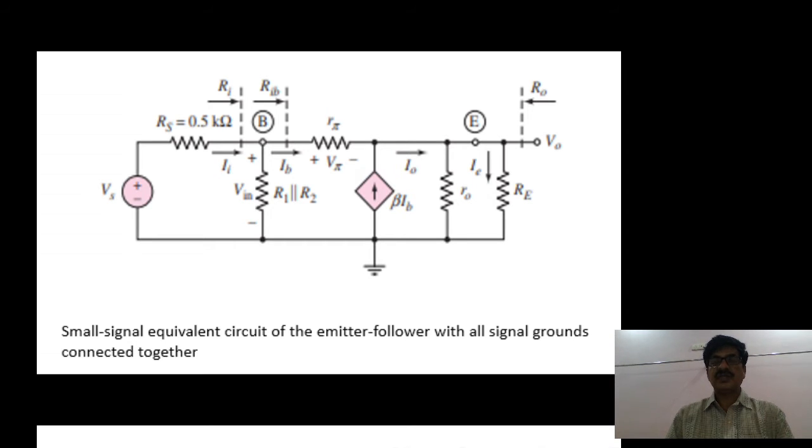From this, first of all I would like to derive the input impedance or resistance. Looking at this point, it is R1 parallel R2 parallel RIB. This is the location of RIB. So input resistance Ri is R1 parallel R2 parallel RIB.